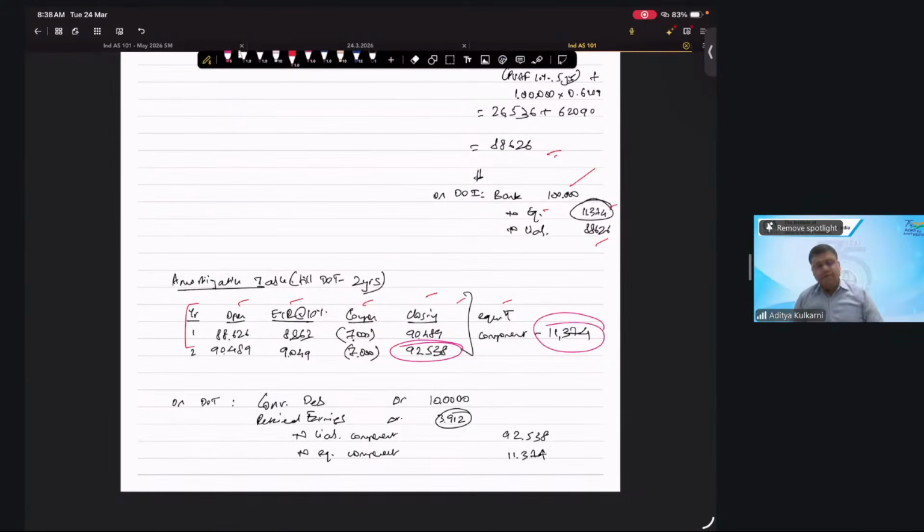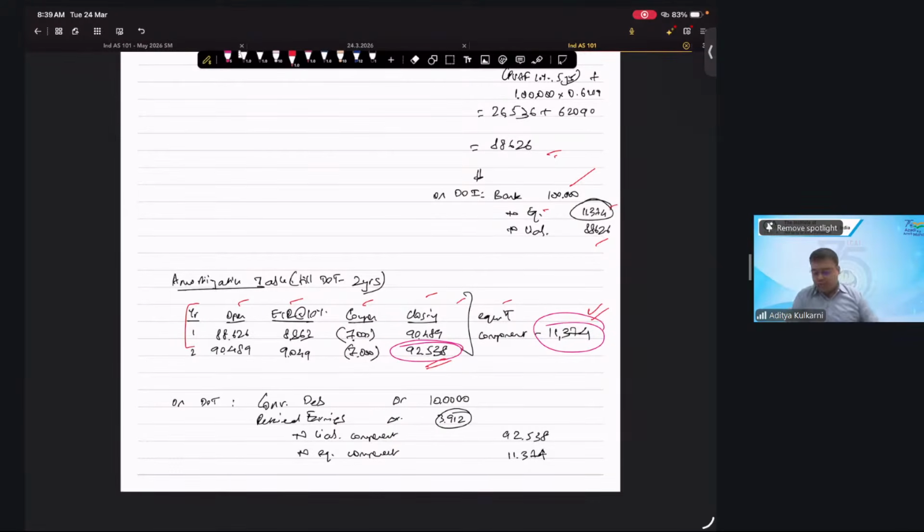So at the end of year 2, your actual closing value should be 92,538. Do you agree with this? Yes, sir. Do you agree? 92,538. And your equity component remains at 11,374. No change in that.